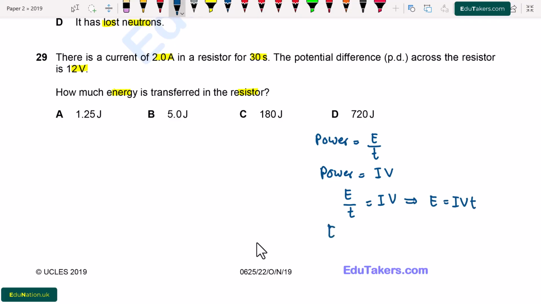I put values here. Energy will be equal to current, which is 2.0 ampere, multiplied by potential difference, which is 12 volt, and time is 30 seconds. So the value of energy will be equal to 720 joule. Option D is correct.